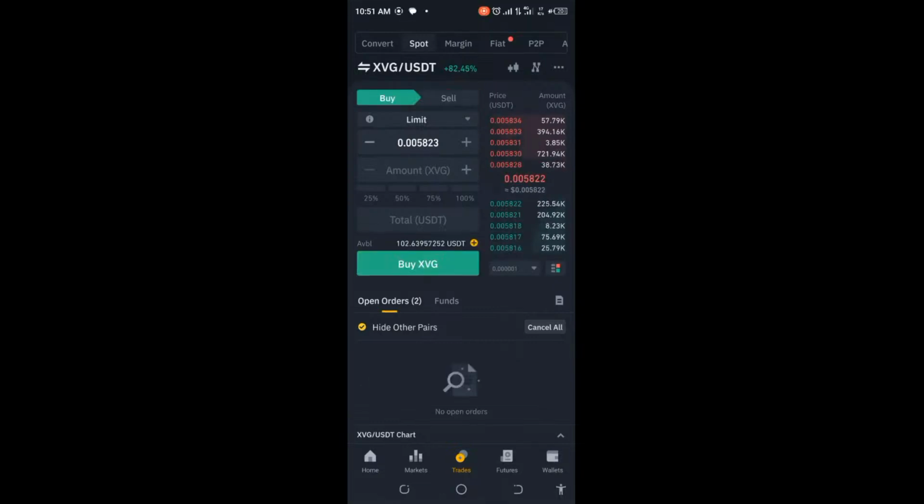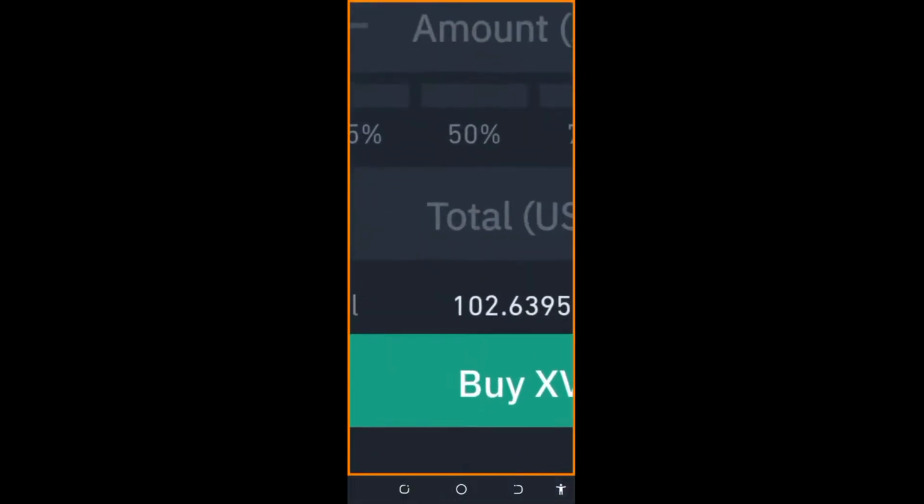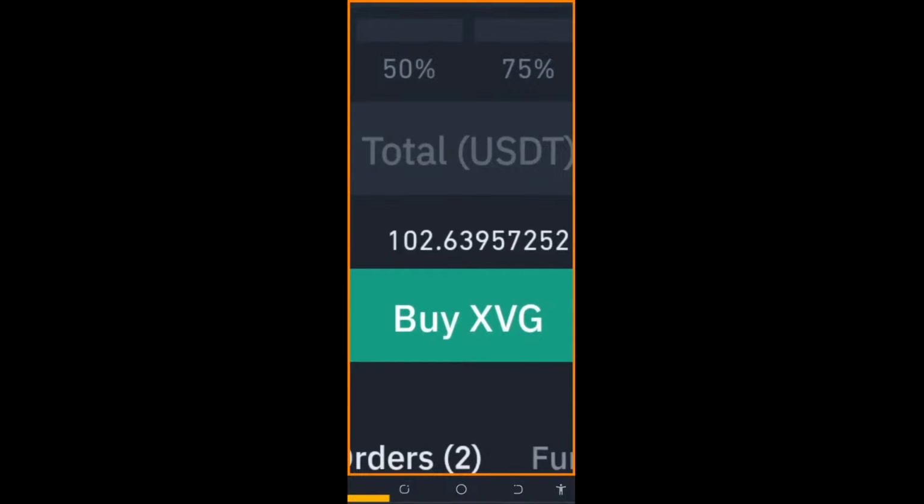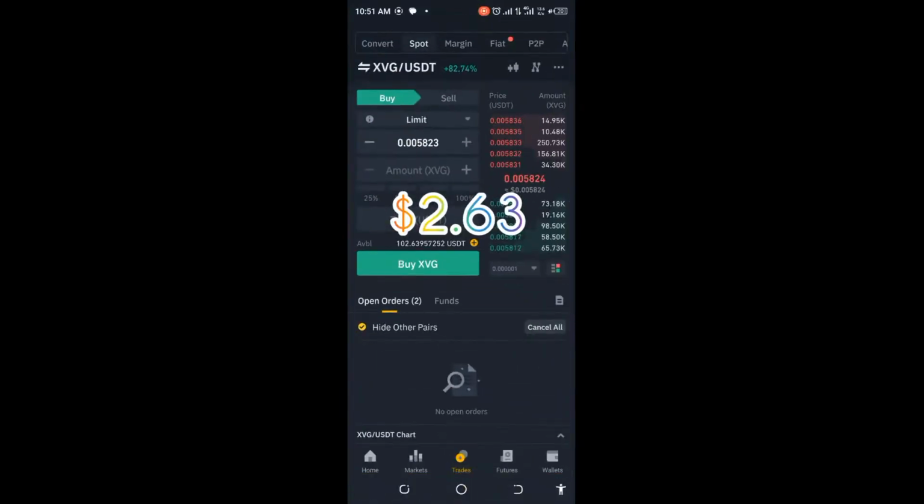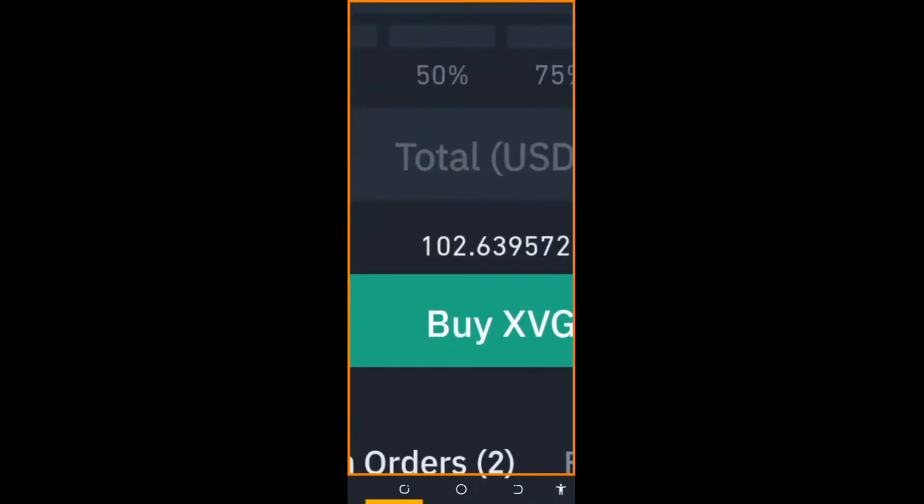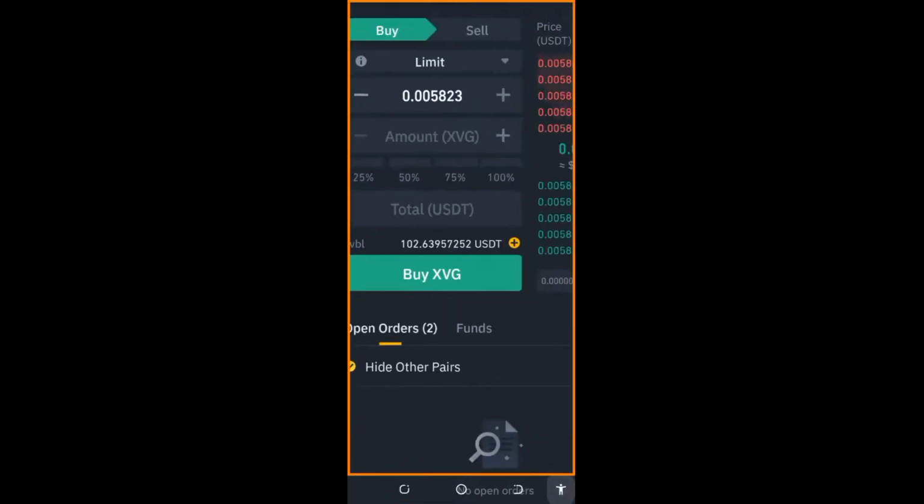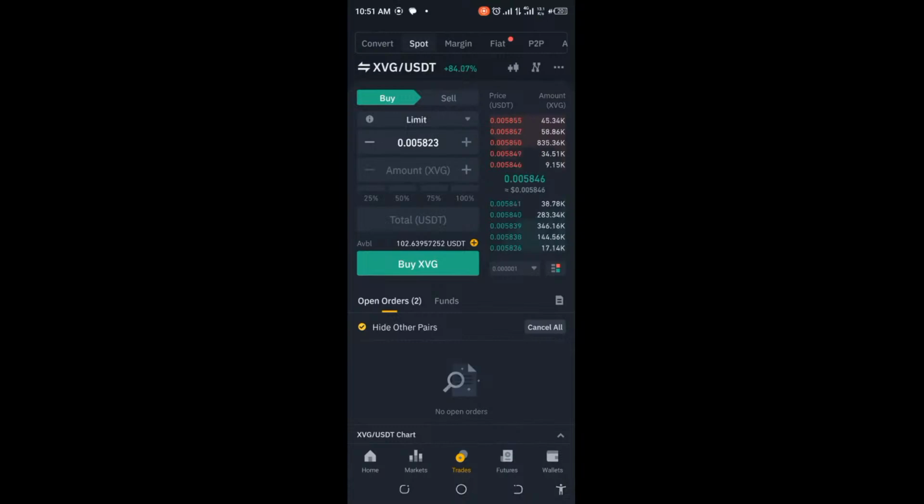Wow! It has already executed. Can you see what I can see here? We made 102.63. That's like $2.63, almost $2.64. That's really good. Now, let's take a look at the charts.